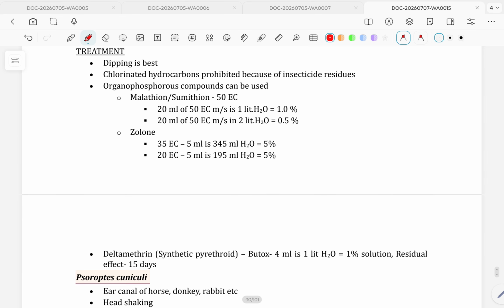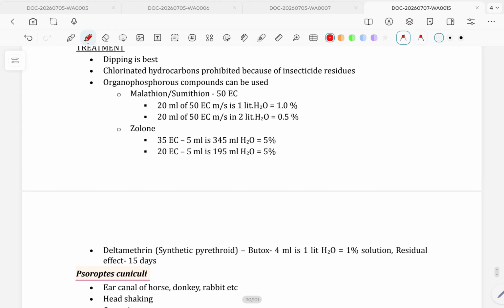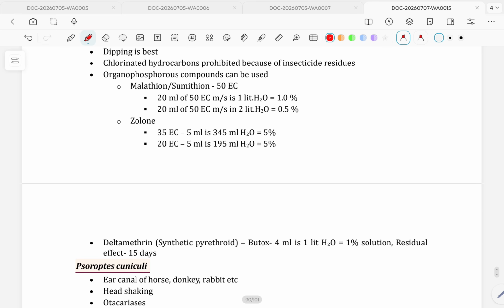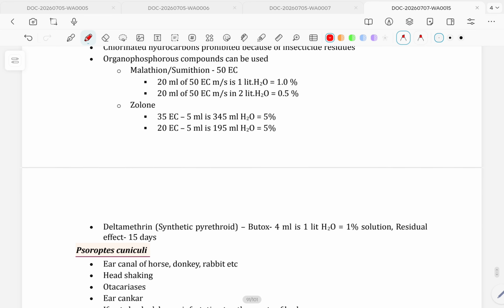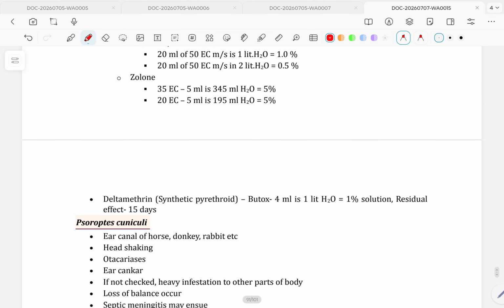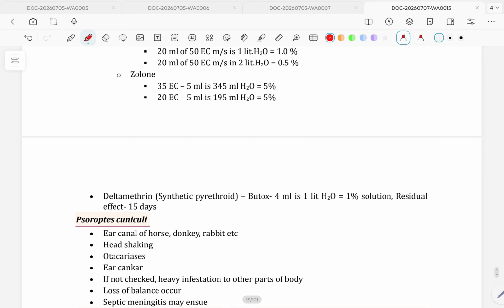Zolon 35 EC, 5 ml in 345 ml H2O, 5%. 20 EC, 5 ml in 195 ml H2O, 5%. Deltamethrin, a synthetic pyrethroid, Butox 4 ml in 1 liter H2O, 1% solution. Residual effect 15 days.